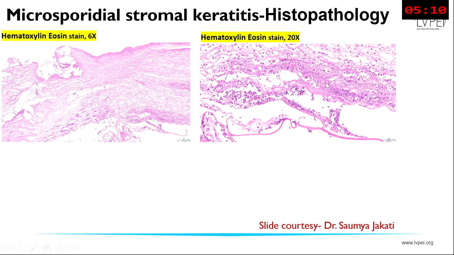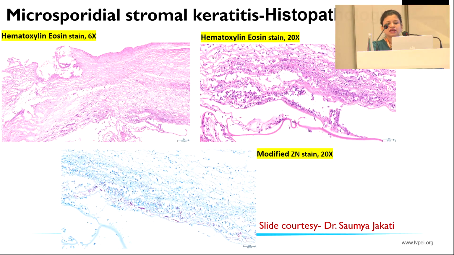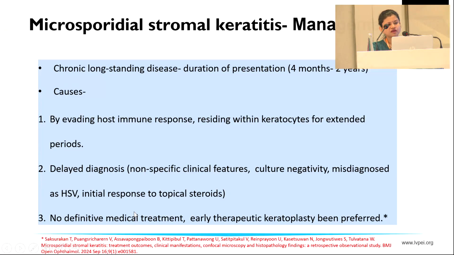Histopathology: this is the HE stain, where you can see there is epithelial ulceration and Descemet's membrane is also not intact at a few places. And there are numerous spores. This is a magnified picture. You can see the spores along with the inflammatory cells, the blue colored ones, which are mixed PMN and lymphocytic cells. This is the Gram staining where you can see these spores along with the inflammatory cells.